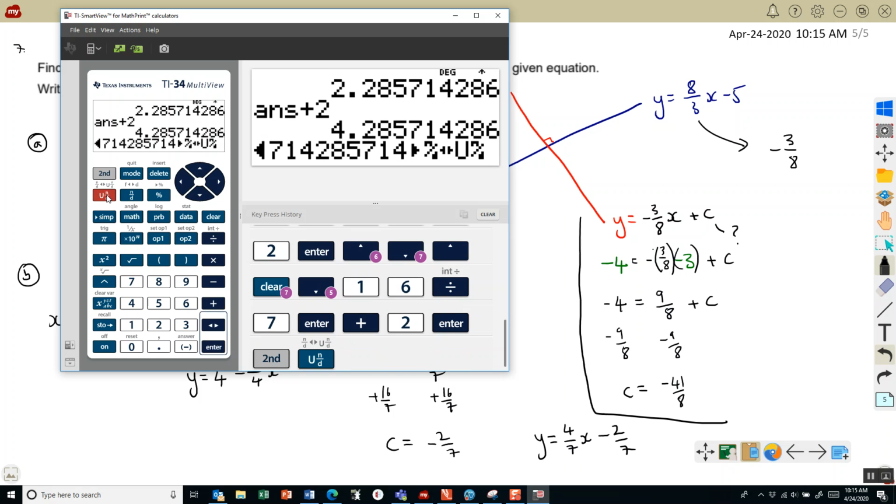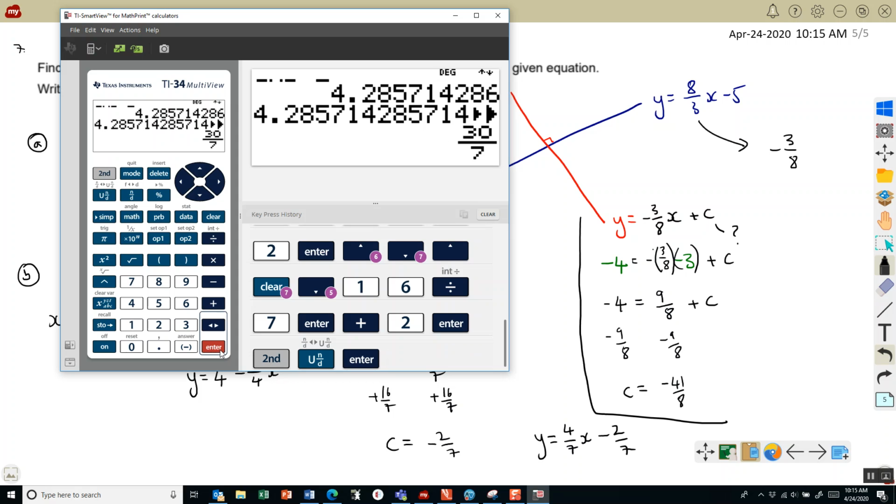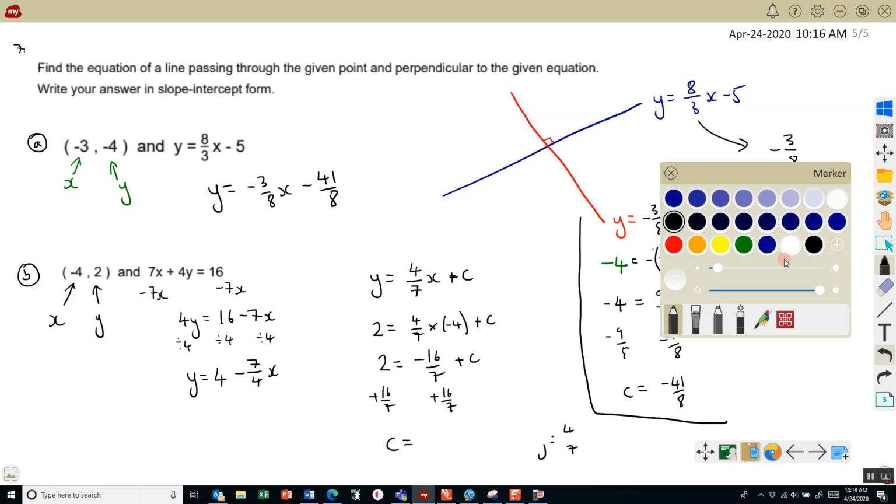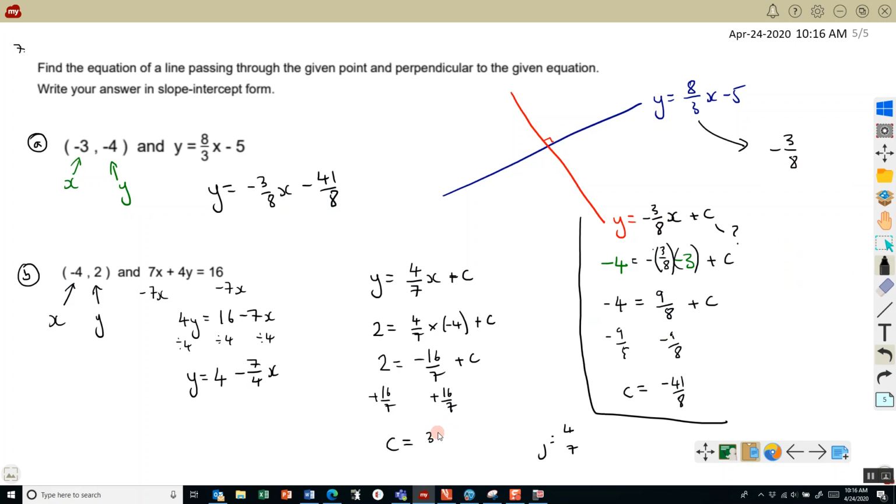And then if I change it into a fraction, I get 30 over 7. Okay, sorry, I just put that into the calculator wrong. So it's 30 over 7. Let me just change that. Okay. So my equation is y equals 4 over 7x plus 30 over 7.